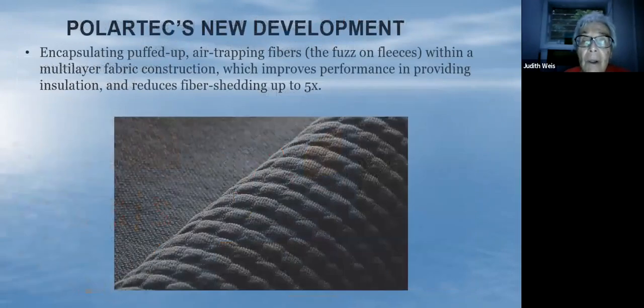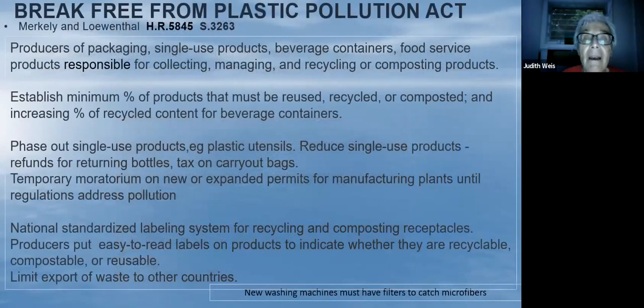That's just one example. Another one was just improving encapsulating the fuzz on fleeces by covering the fleece with another layer of cloth, so that the fleece is still there, but it's not on the outside. You've got a tighter fabric, both on the inside and outside of the fleece. So that's pretty elementary, and it does certainly reduce fiber shedding.